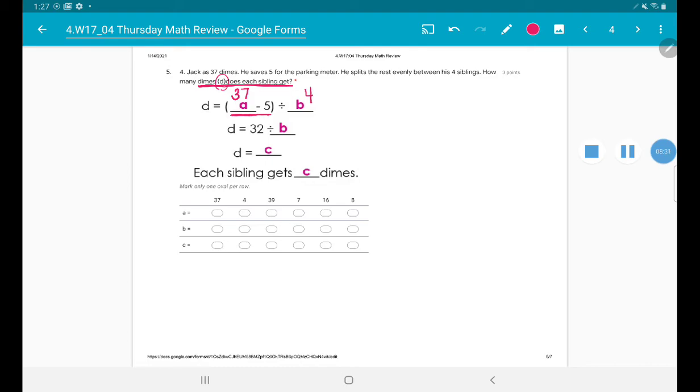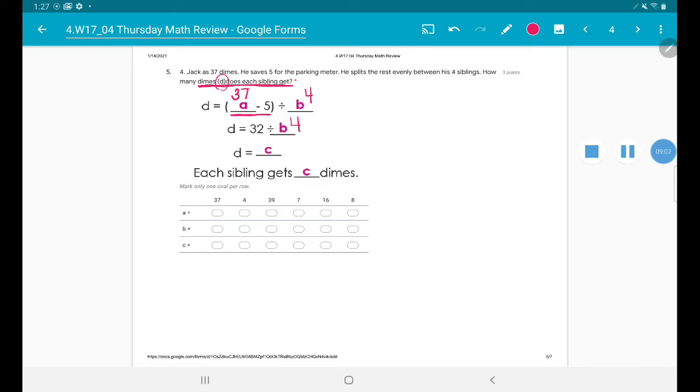So if I do 37 minus 5, that equals 32. So they already have the 32 written for us on the next line. This is like our next step. We wrote our equation, now we're taking care of the next step. So 32 divided by what? 4. That 4 doesn't change, does it? B is still equal to 4.